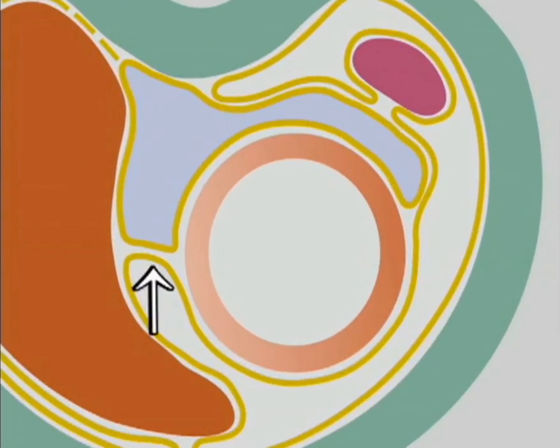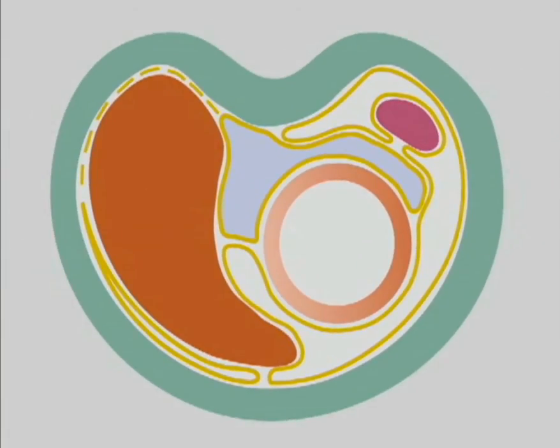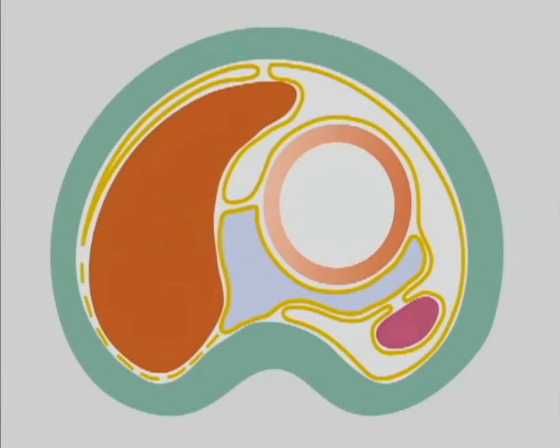This part of the ventral mesogastrium is the lesser omentum. This part of the dorsal mesogastrium will become the greater omentum. We'll follow these changes from the start in a more three-dimensional way. To do that, we'll go to a view from below.